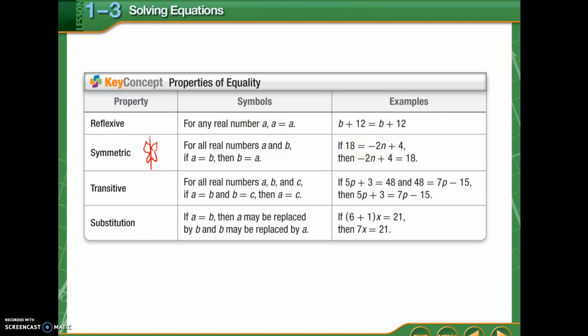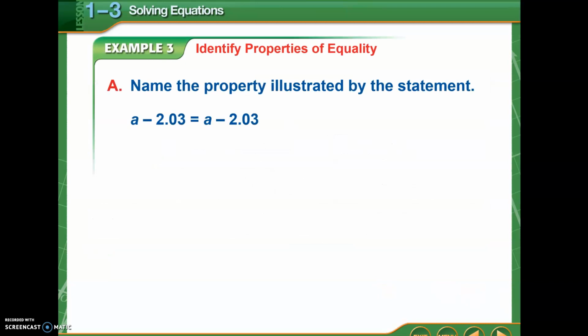That's okay because it's an equality. Transitive property says that if I have three things equal, so the first is equal to the second, and the second is equal to the third, then the first has to be equal to the third. So if A is equal to B, B is equal to C, then A is also equal to C. So if 5p plus 3 equals 48, and 48 equals 7p minus 15, then 5p plus 3 has to equal 7p minus 15. And then substitution is what we do when we put things in for it. Whenever you simplify, it's kind of substitution.